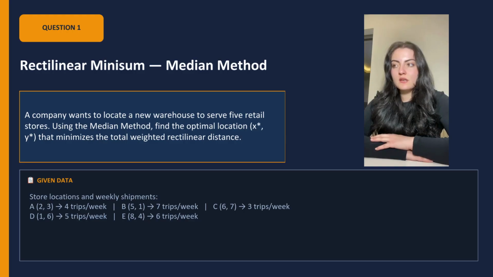In the first question, a company wants to locate a new warehouse to serve 5 retail stores. The goal is to find a location that minimizes the total weighted rectilinear distance. So here the important ideas are the meaning of rectilinear distance, the role of weights, and how the median rule helps us find the optimal coordinates. Now let's start with the calculation of x-coordinates first.